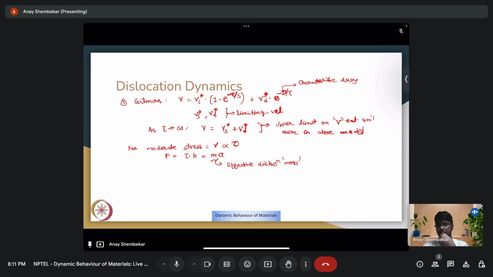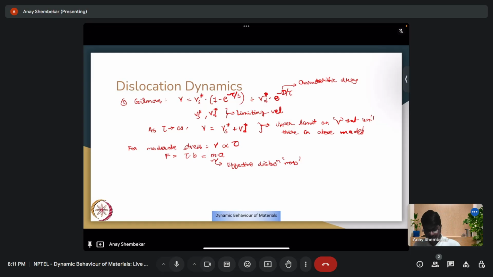And another thing is the drag stress. Similar to fluids, if there is a drag stress, as the velocity of this dislocation increases, the drag force also increases very rapidly. And again, that also ends up acting as a barrier.